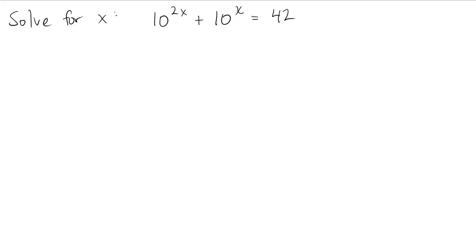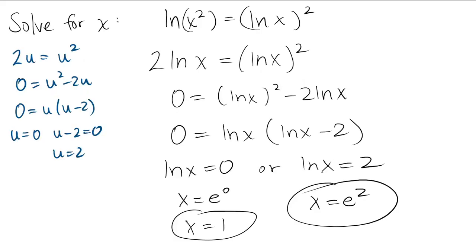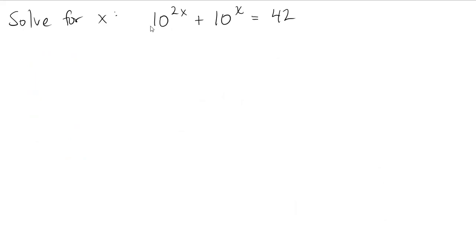It says 10 to the 2x plus 10 to the x equals 42. What lessons did we learn from the first problem? Well, we learned it would be nice if we could write everything in terms of the same expression. Here we rewrote everything so it was in terms of the natural log of x. Here it would be nice if we could write everything in terms of 10 to the x, and we're able to do that because of a property of exponents that you're already very familiar with.